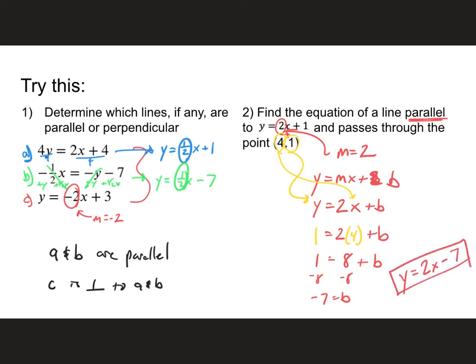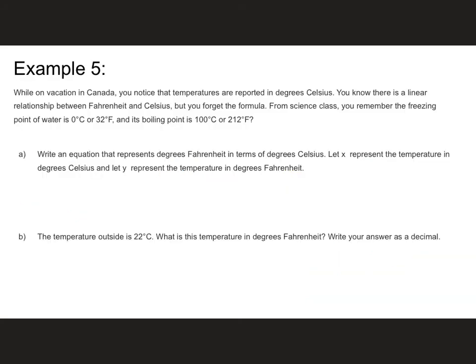All right. Okay, now we have a word problem. While on vacation in Canada, you notice the temperatures are reported in degrees Celsius. You know there's a linear relationship between Fahrenheit and Celsius, but you forgot the formula. From science class, you remember the freezing point of water is 0 degrees Celsius or 32 degrees Fahrenheit, and the boiling point is 100 degrees Celsius or 212 degrees Fahrenheit. Part A, write an equation that represents degrees Fahrenheit in terms of degrees Celsius.